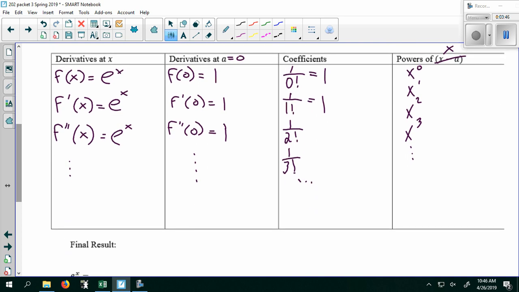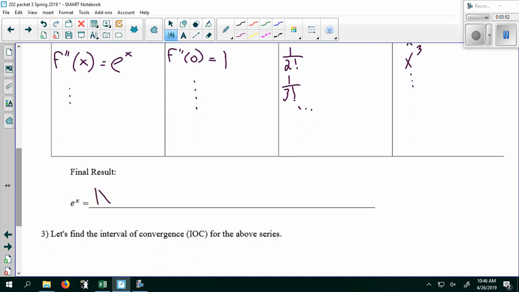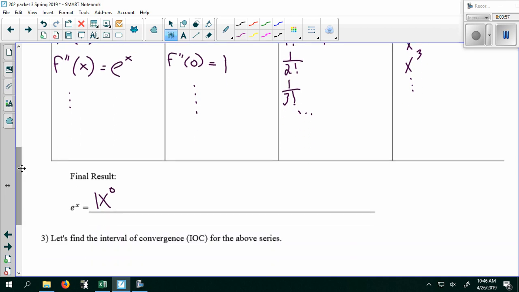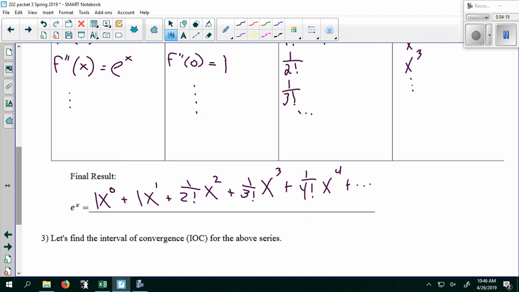So e to the x is going to be, coefficient is 1, x to the 0. So 1 x to the 0. My next coefficient is 1, and then multiply by x to the first. My next coefficient is 1 over 2 factorial times x squared. And then my next coefficient is 1 over 3 factorial, and you multiply by x cubed. Do one more. 1 over 4 factorial times x to the fourth. And then you just write plus dot dot dot. Keep writing these terms in this format.